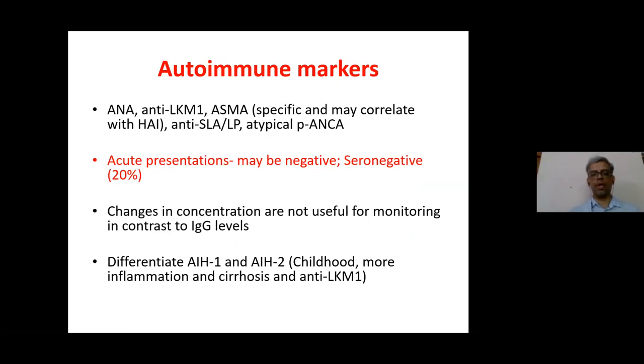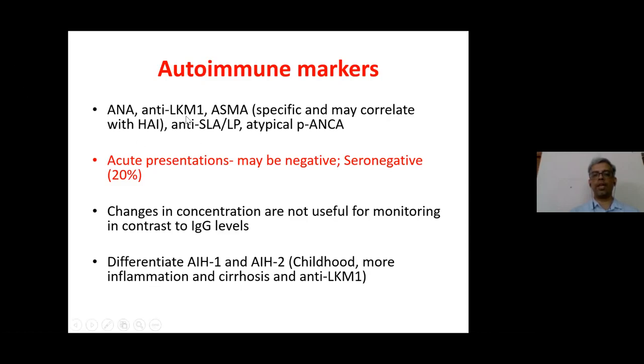What about autoimmune markers? There are lots of panels available. What are the tests which I should ask for? Should I ask for a complete panel? The initial tests we should ask for are these three: ANA, anti-LKM, and ASMA. These are the first line of markers which should be asked for. Among these, only the ASMA is very specific and may correlate with a histological activity index. ANA is not specific and may be present in multiple other diseases also.